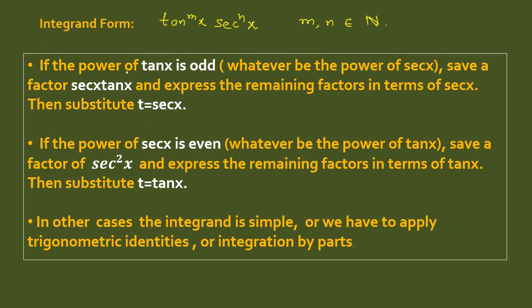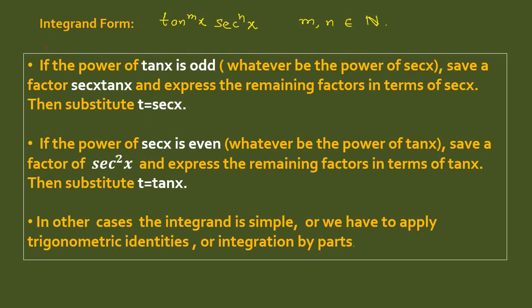So if the power of tan x is odd, and we don't have to see the power of sec x, whatever be the power of sec x, we have to check the power of tan x only, and if it is odd then we have to save a factor of sec x tan x. Means one factor we should take from tan and one factor from sec, and save this sec x tan x and attach with dx, and express the remaining factors in terms of sec x, and then substitute t is equal to sec x.